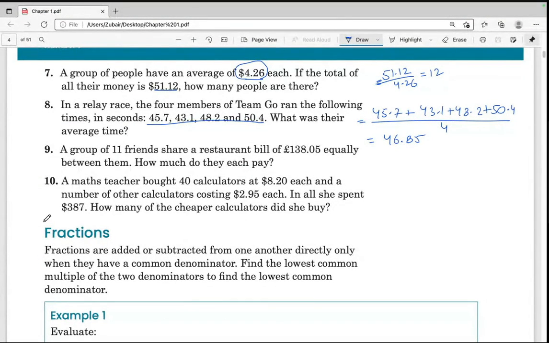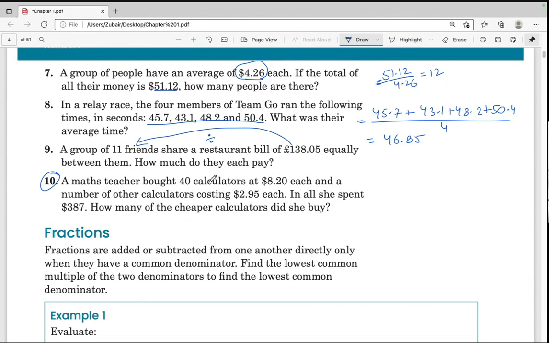Ninth, a group of 11 friends share a restaurant bill of £138.05 equally between them. How much do they each pay? So we straight away just divide. Look at question number 10.